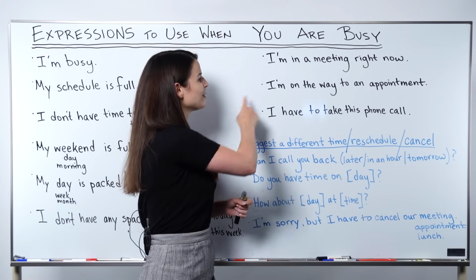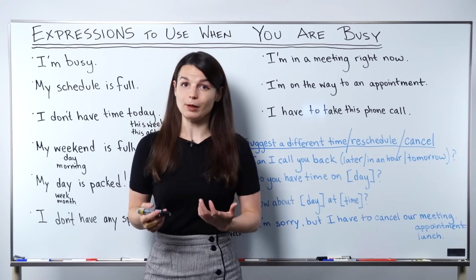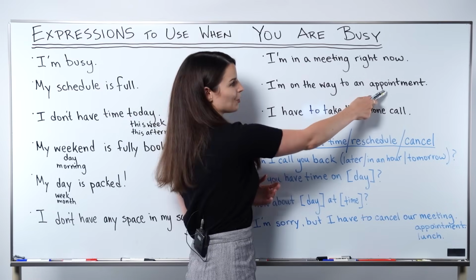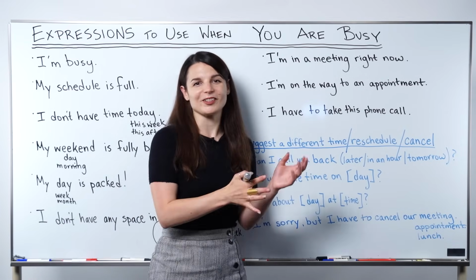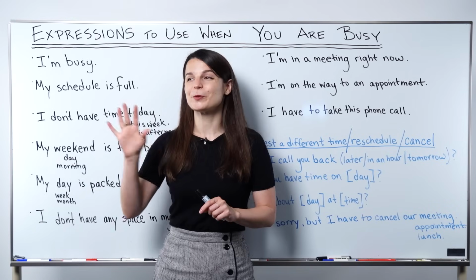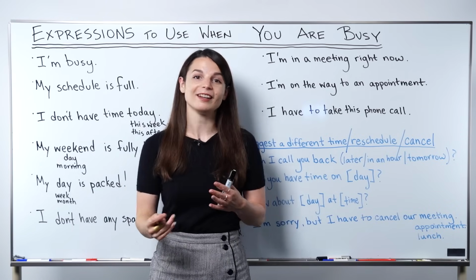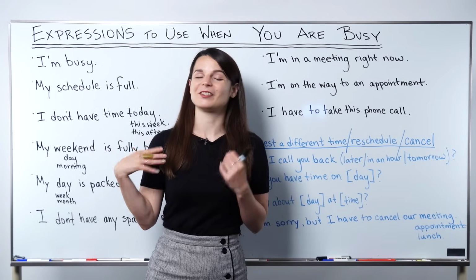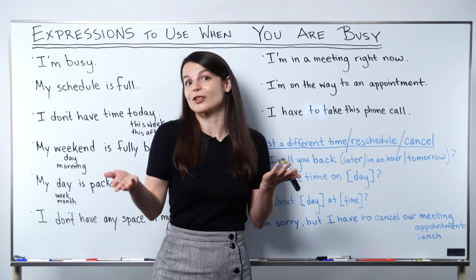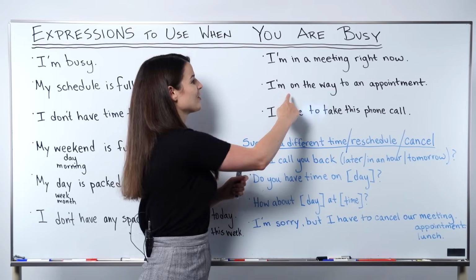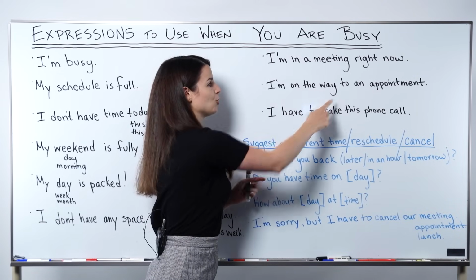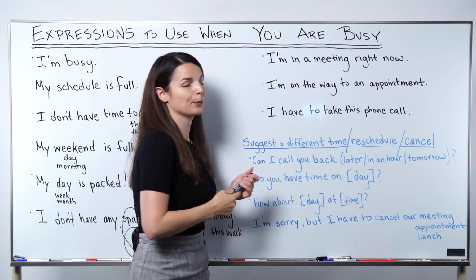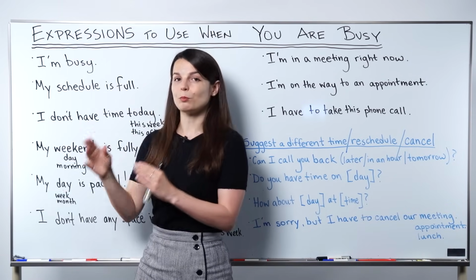Okay. The next one is, I'm on the way to an appointment. So you can change appointment to any plan. I'm on the way to a lunch. I'm on the way to a concert. I'm on the way to some plan that I have. You can change that. But appointment is nice because it's open. You don't have to share details about your personal life, for example. Make sure you use on the way to. So don't forget this, on the way to. Don't forget that preposition. I'm on the way to place.